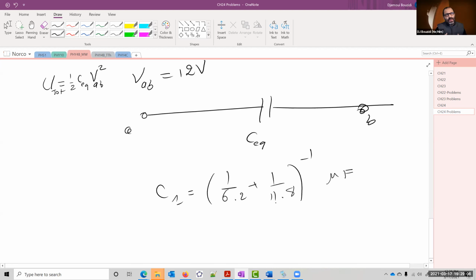First, you add the inverses because they're in series. That's why. So they're in series. That's why you're doing that. Okay. And then invert the answer.